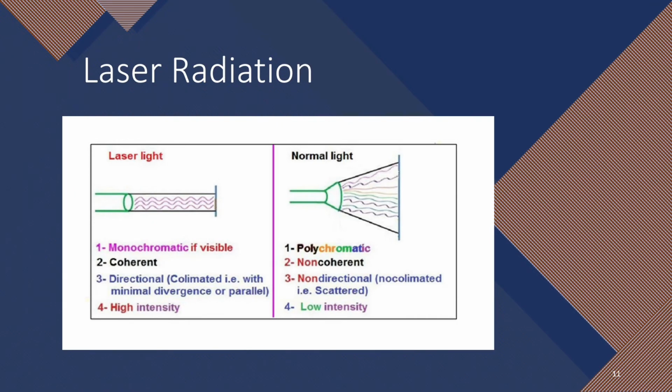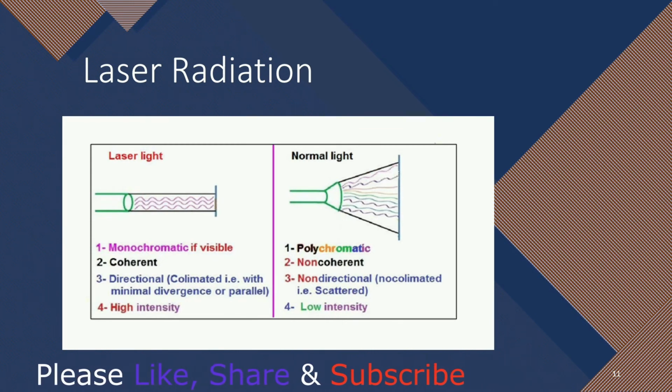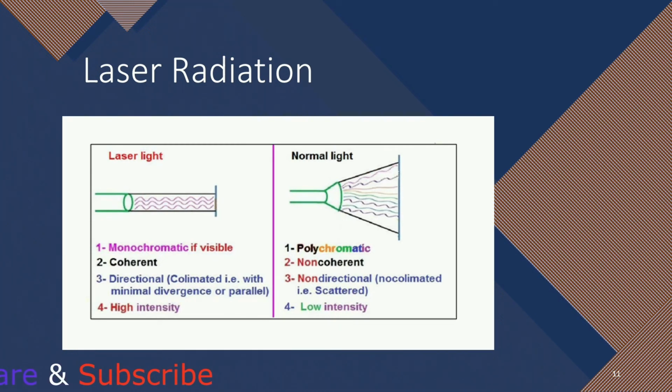Okay, then the second property is coherence, and as already mentioned above, the laser has coherent waves, and normal light has incoherent waves. As you can see in the picture, their phases are unequal in normal light, and the phases and the waves of the laser light are coherent.